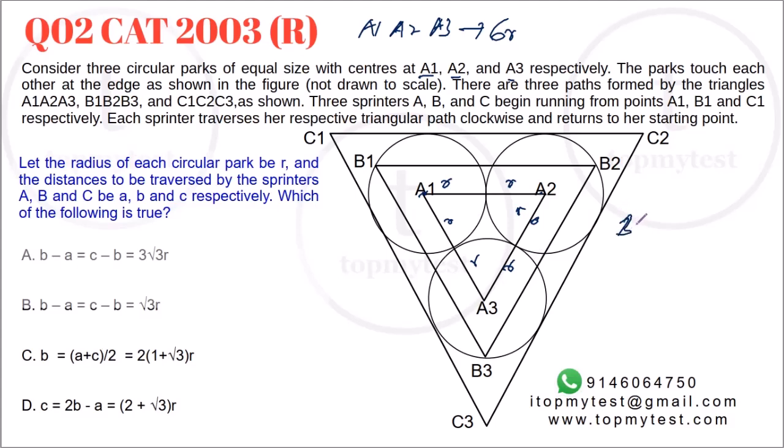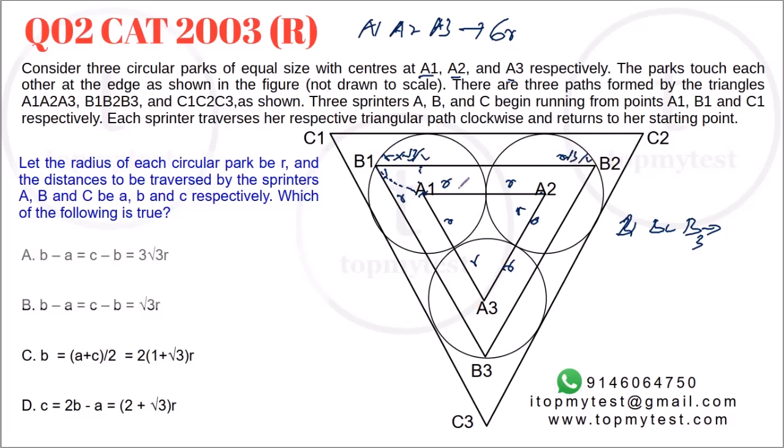Right. So B1, B2, B3. What will be the length of this part? This portion is R, right? So if I drop a perpendicular, this is a 30, 60, 90 triangle. If this is R, this will be R into root 3 by 2. Similarly, this will also be R into root 3 by 2.